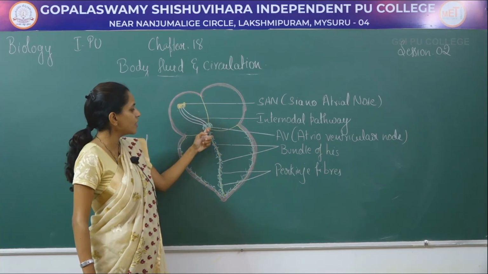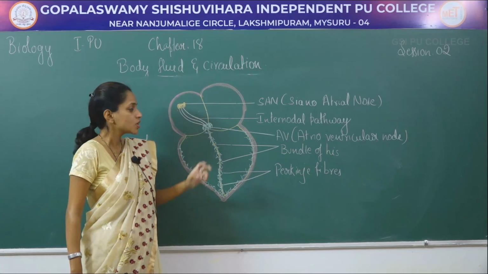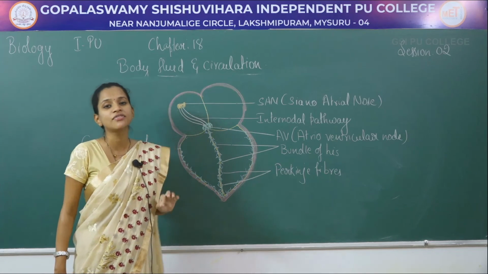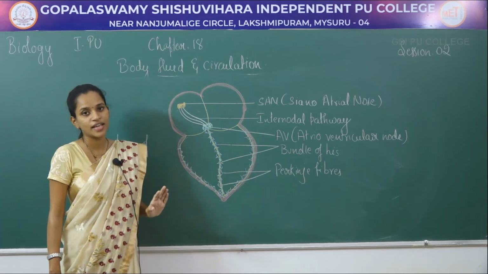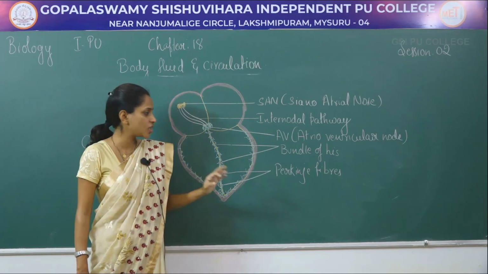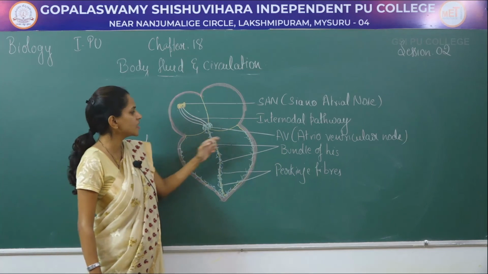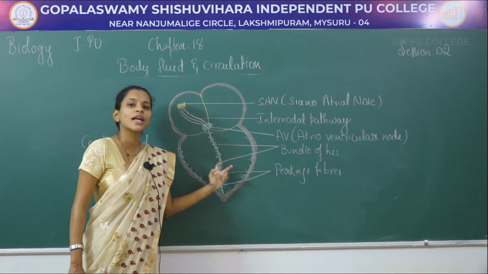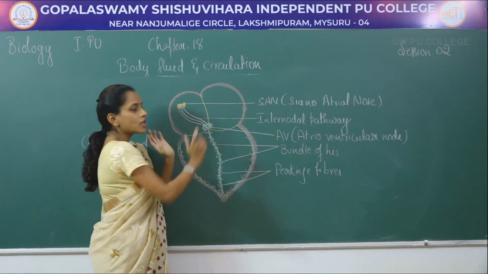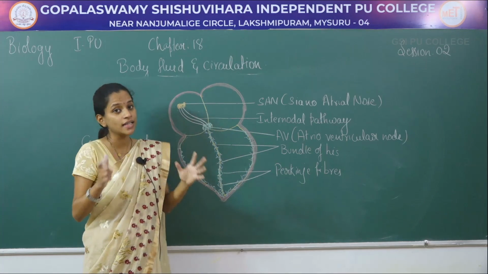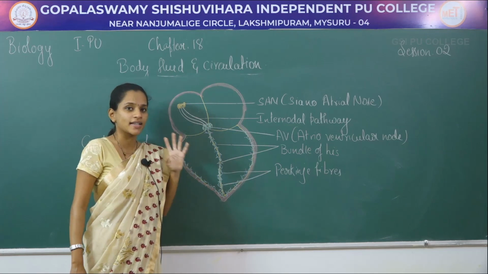So these signals spread from the AV node through the bundle of His to the whole ventricle. This bundle of His is further divided into the left bundle of His and right bundle of His, which is further branched into Purkinje fibers. These Purkinje fibers transfer the signals throughout the ventricles so that the ventricles can now undergo contraction. When the auricles are contracted, the ventricles will be in the relaxed form. When the ventricles contract, the auricles will be in the relaxed form.